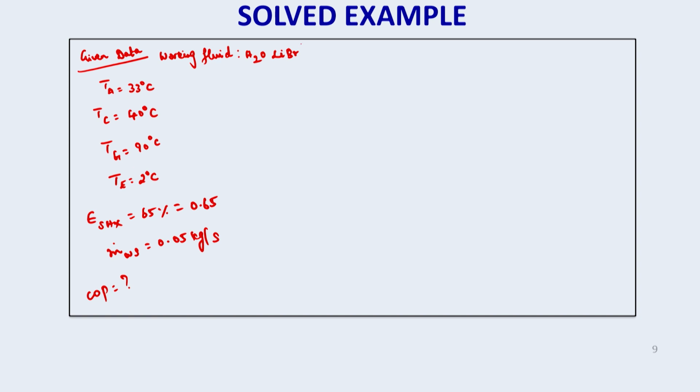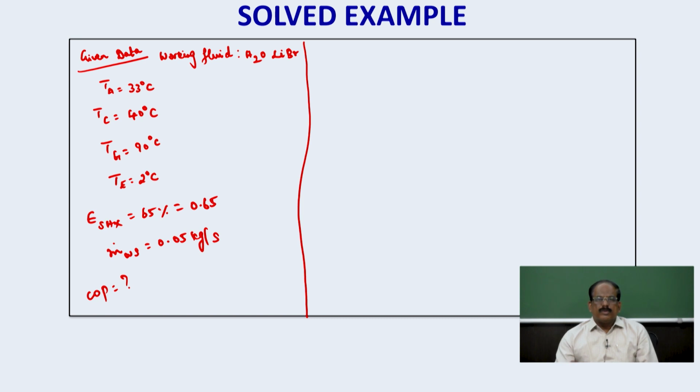So let us solve this problem. The refrigerant is water and the absorbent is lithium bromide. I will be using steam tables to find out the pressure value, and to find the concentration, I will be using the pressure, temperature, concentration chart, the PTX chart, and for enthalpy, I will be using the HTX chart, the enthalpy, temperature, concentration chart.